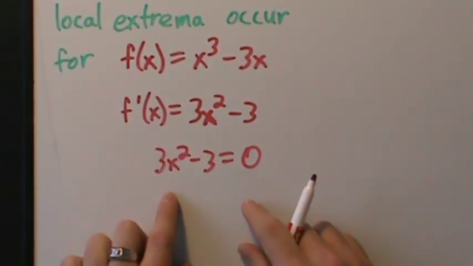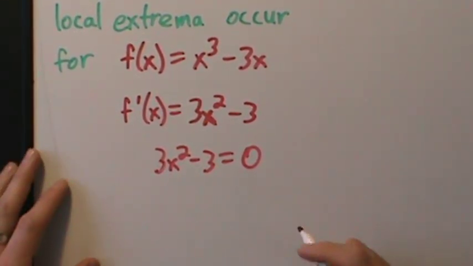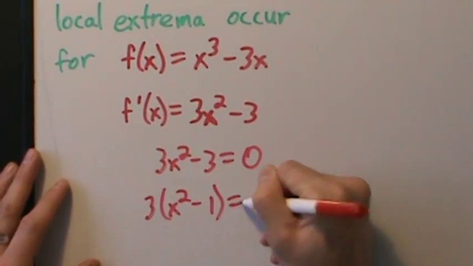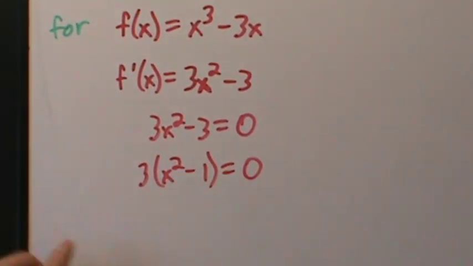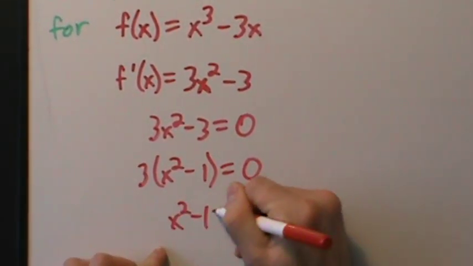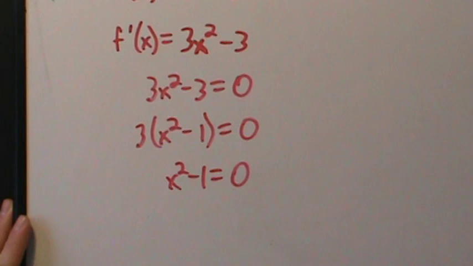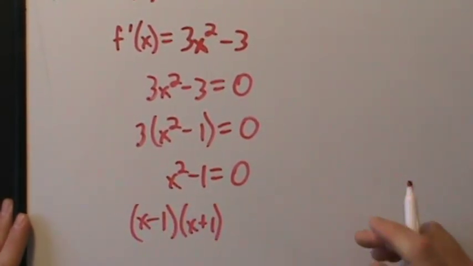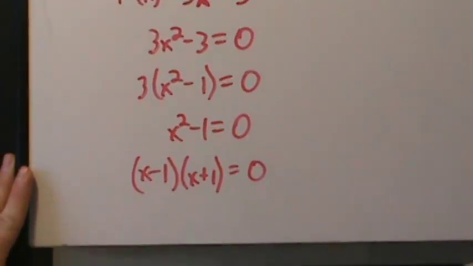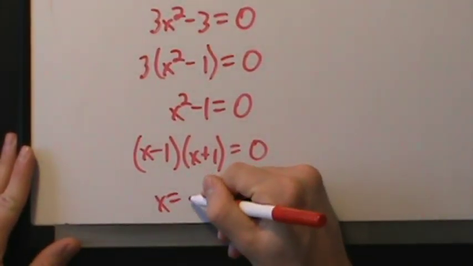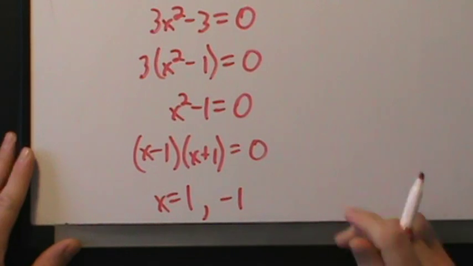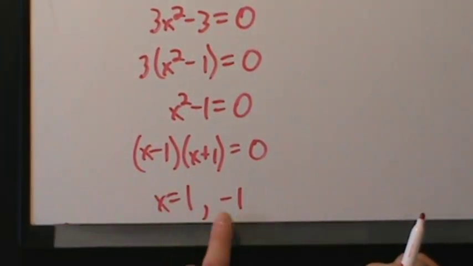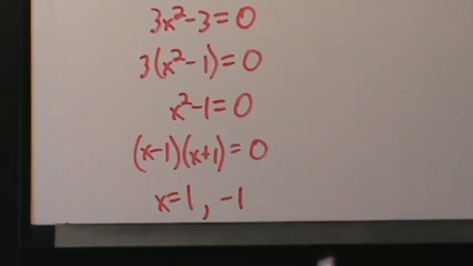But anyway, 3x squared minus 3 equals 0, so we can factor out a 3. If we divide both sides by 3, then we just get x squared minus 1 equals 0. Now there's a couple different ways to approach this, so we could factor and say x minus 1 times x plus 1 equals 0. Then that gives us x equals 1 or negative 1. From one factor we get x equals 1, from the other we get x equals negative 1. So these are our only two critical points. Okay? So that was step 1.